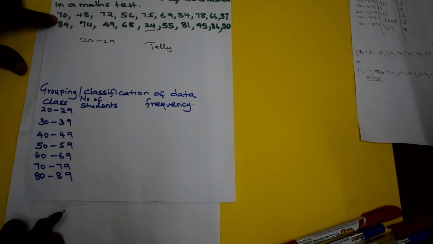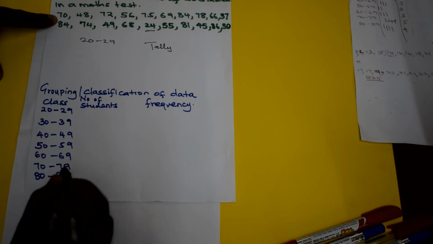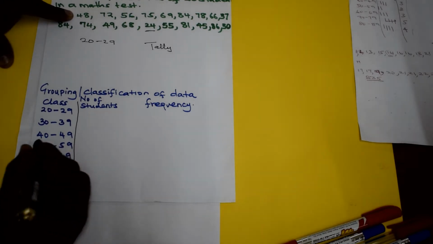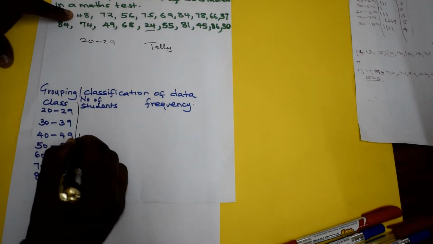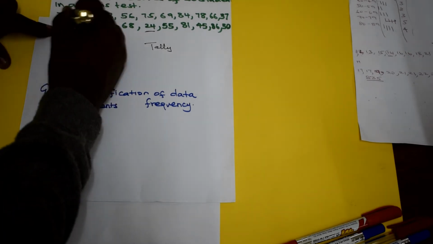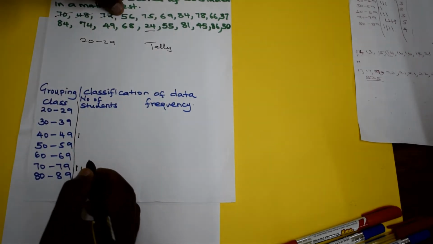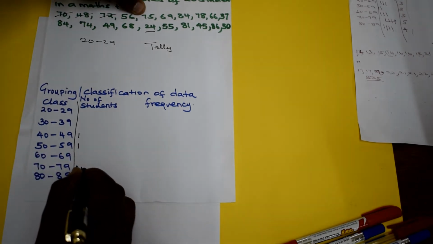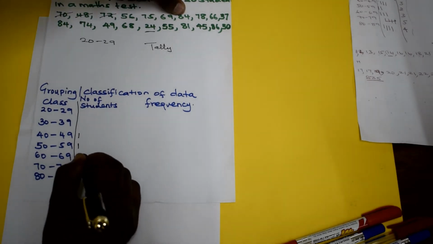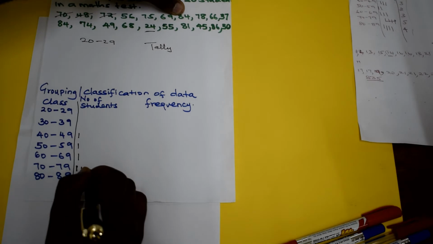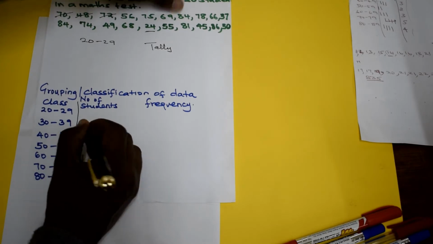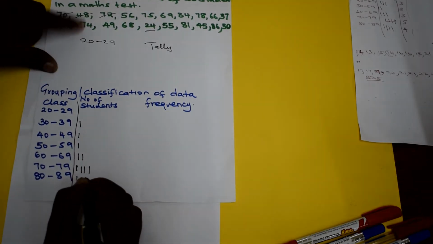For example, the first mark here is 70, and therefore we go to the class which has 70, so we list 1. The next one is 48, which is between 40 and 49. Then we have 72, so you tally that way. Then we have 56. 56 is between 50 and 59. Then we have 75. We have 69. We have 84. 78. We have 66. 37. Then we have 84. We have 74.